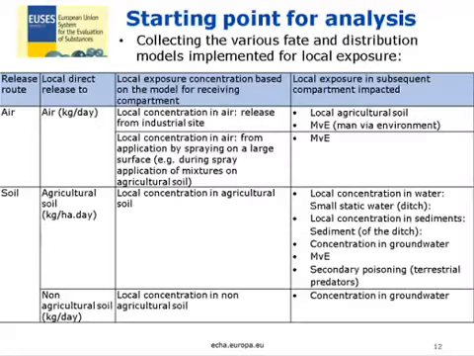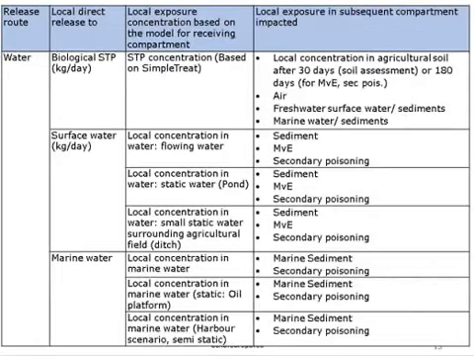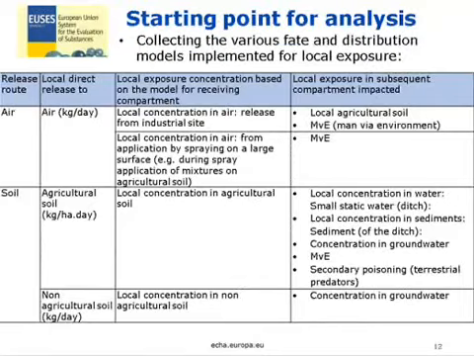And we started a little bit the analysis by collecting the various fate and distribution models implemented for local exposure. I'm not going through them, I'm just showing. So what we did is look at the release route. We have identified the main release routes, which are air, soil, and water. So where do we have local direct release to air? We have local direct release to agricultural soil and non-agricultural soil.